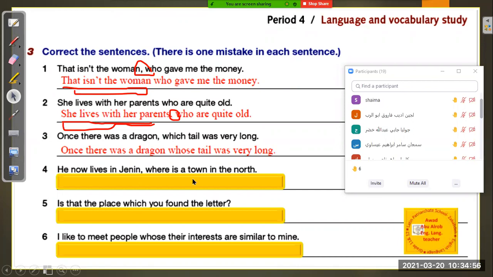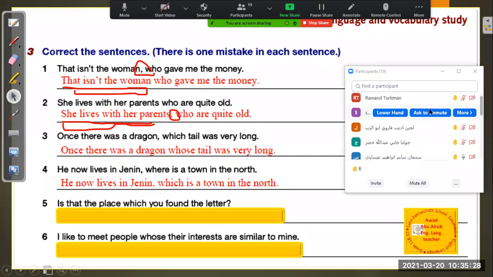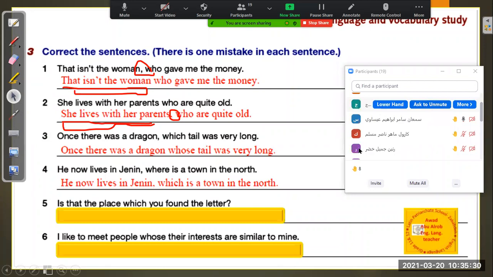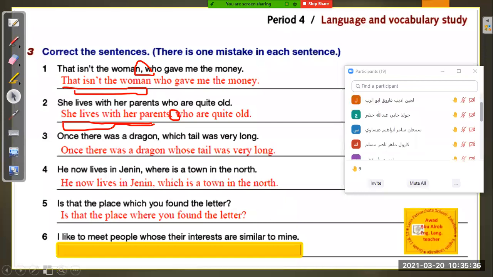Now the next one, Shaima. He now live in Jenin, where's a town in the north. He now live in Jenin, which is a town in the north. Okay, now Jenin here is the subject, and it's a town. Jenin is a town, so we use which. He is not talking about a place he visited, for example. Now the next one, Samaan. Is that the place which you found the letter? Is that the place where you found the letter? Thank you.